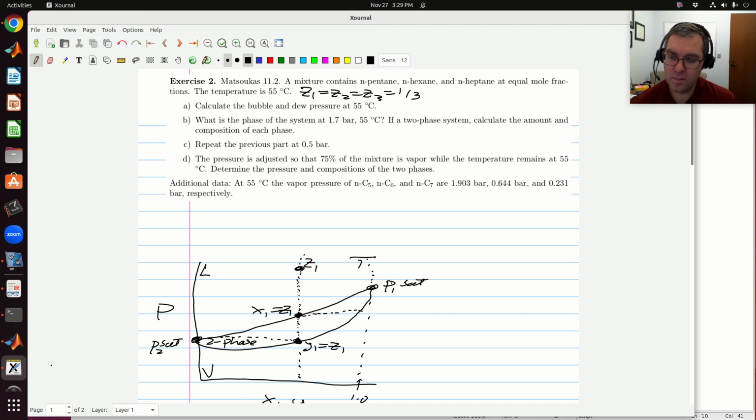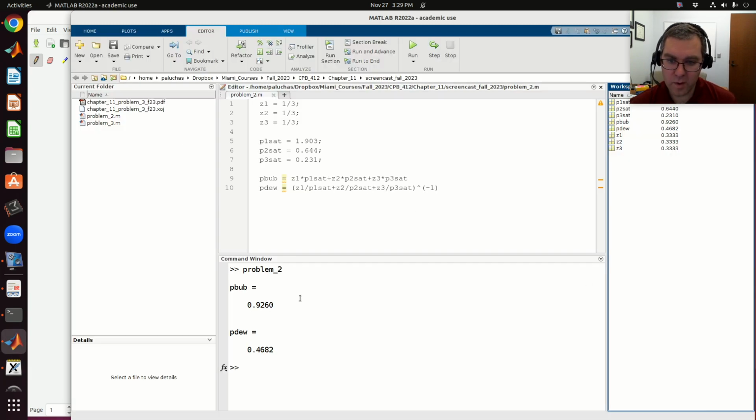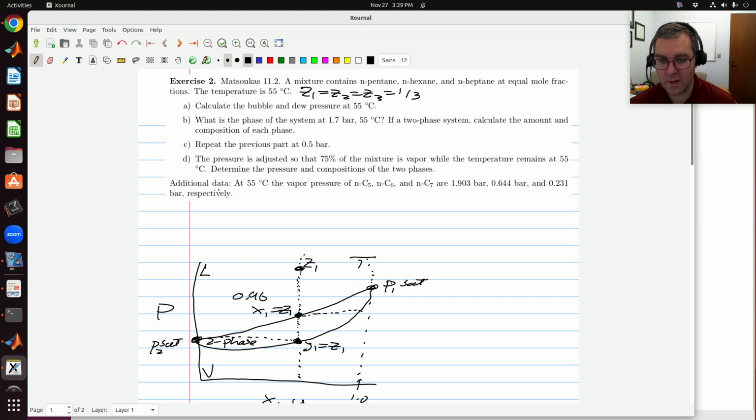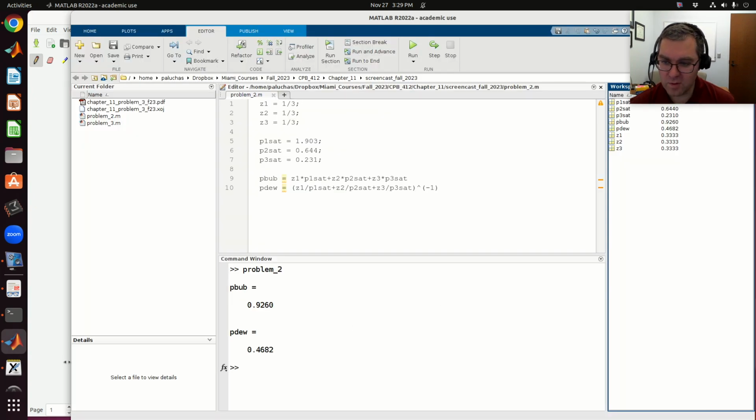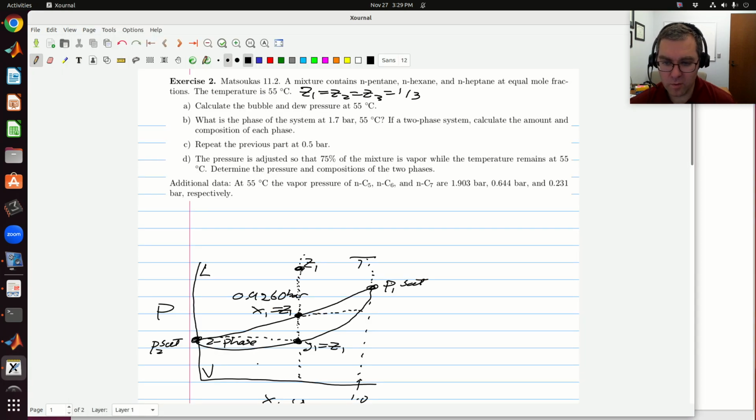So where x1 equals z1 at my bubble point, I get a pressure of 0.9260 bar, and down here P dew is 0.4682 bar. Okay, cool. So now I've got my bubble point and my dew point.